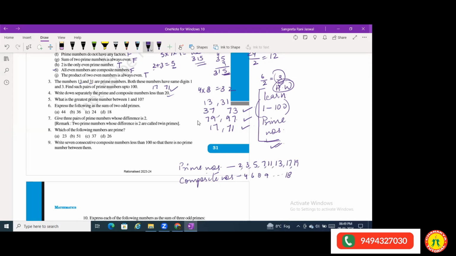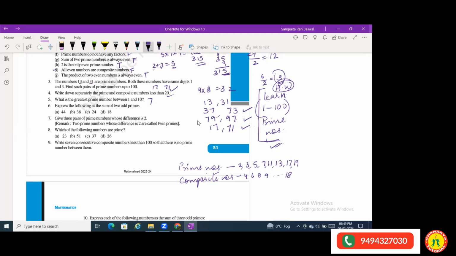Okay, now see the next question. Write the greatest prime number between 1 and 10. Greatest prime number between 1 and 10. Ma'am, it's 7. Yes, 7. Okay, express the following as the sum of two odd primes. Now you have to express these as a sum of two odd prime numbers.